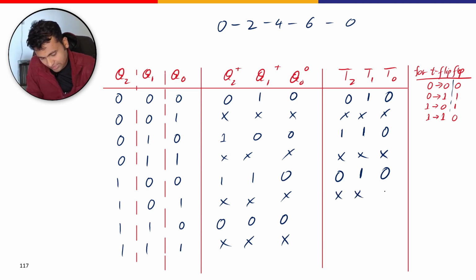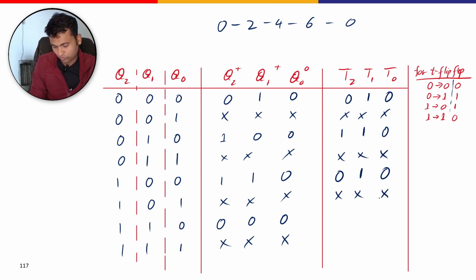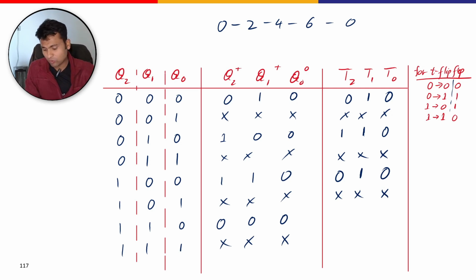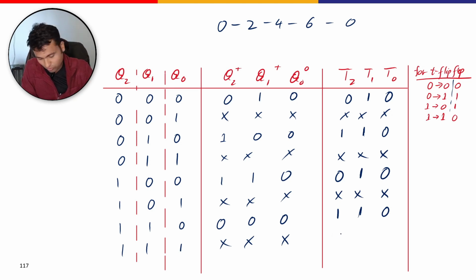Then for don't care, again there is a whole row of don't care. Then for 1, 1, 0, again we see whether the toggling is happening or not. For 1 to 0, toggling is happening. From 1 to 0, toggling is happening. From 0 to 0, no toggling is happening, therefore 0. So it's 1, 1, 0. And lastly, again, a row of don't care.